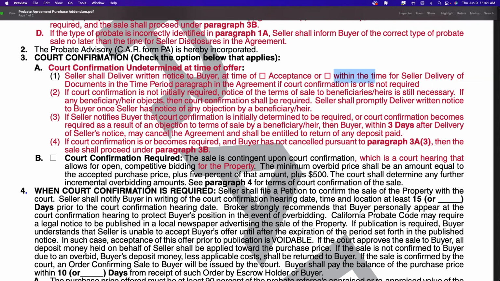3B. So they've added in there that, hey, listen, if we don't know that there's a court confirmation, or right now there is no court confirmation required, but later the circumstances change, like a beneficiary heir says, no, I don't like the terms of this one, and we have to go to court confirmation, when they give me the notice of court confirmation, I have 3 days to cancel as buyer. If I don't cancel in those 3 days, then I have to continue on with the contract as if we had checked off paragraph 3B, which means we're going to go through the court confirmation process.